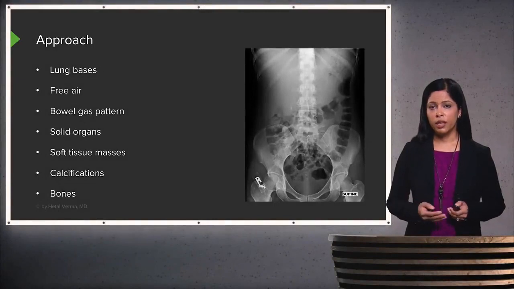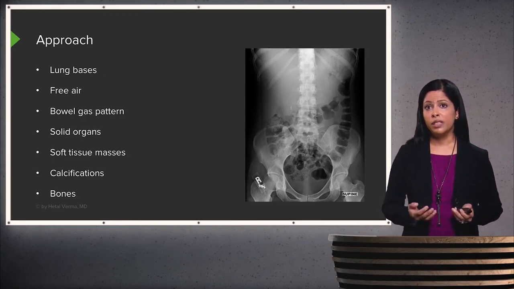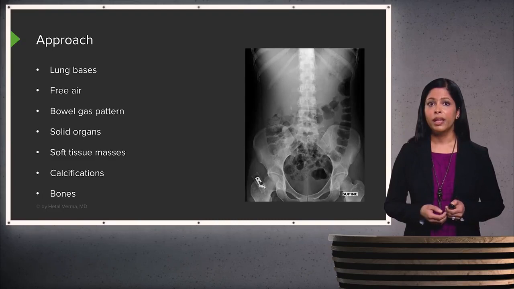So let's come up with a general approach. As with all of radiology, it's important to have a standard approach so that you make sure that you look at every aspect of the film. So what I do is I start off with the lung bases. Even though we're performing an abdominal film, oftentimes a patient may have an abnormality at the lung base that you don't want to miss. I then look for free air, because this is a finding that you really don't want to miss on an abdominal plain film.